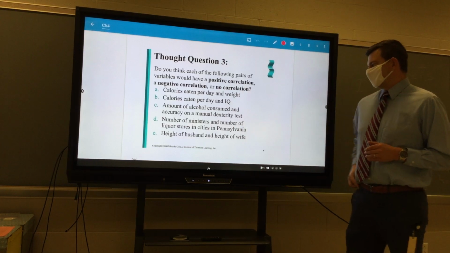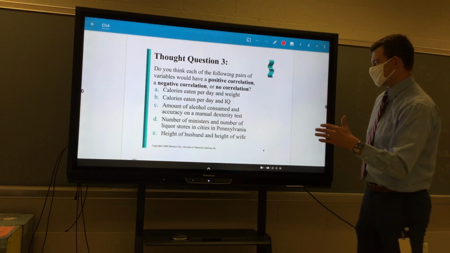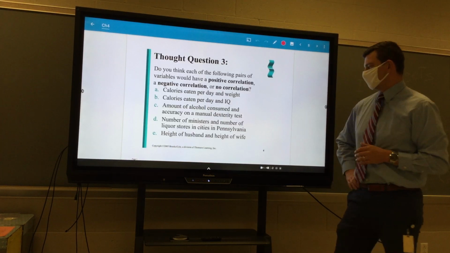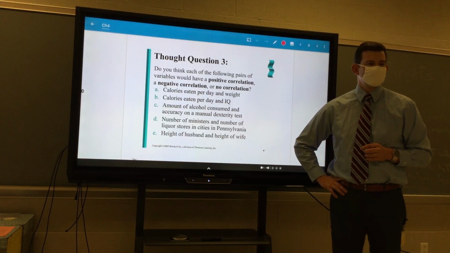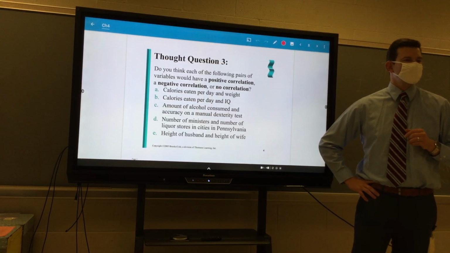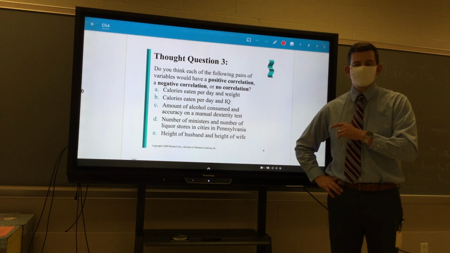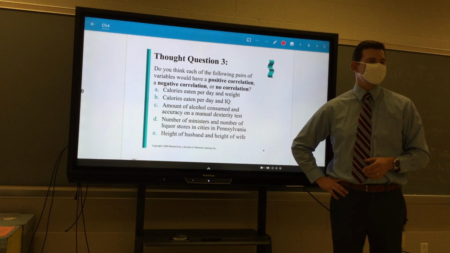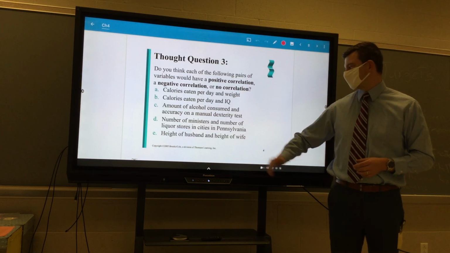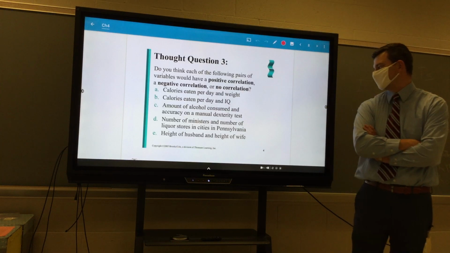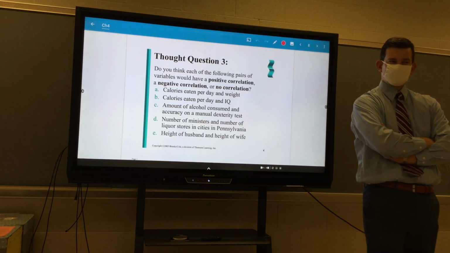How about this one? Number of ministers, Christian religious leaders, and number of liquor stores in cities in Pennsylvania. What do you think? No, there actually is a correlation. Negative correlation? And it's not negative. There's actually a very strong positive correlation between number of ministers and number of liquor stores in Pennsylvania. Can anybody explain that?